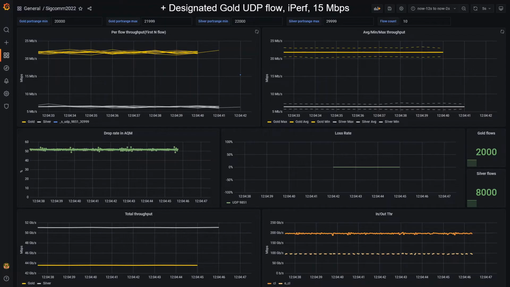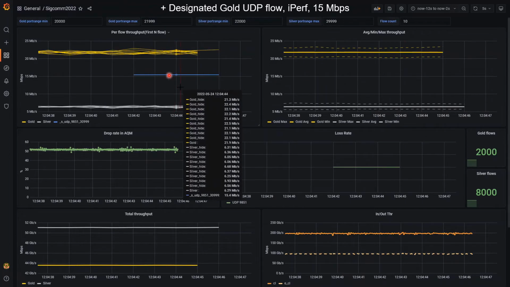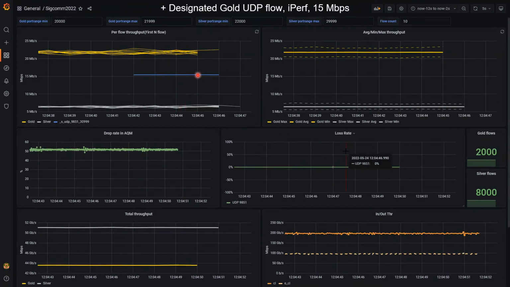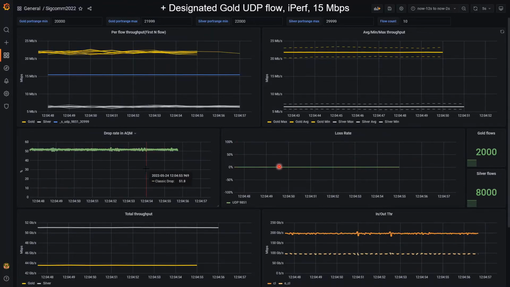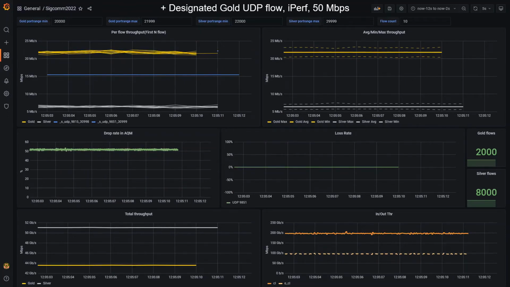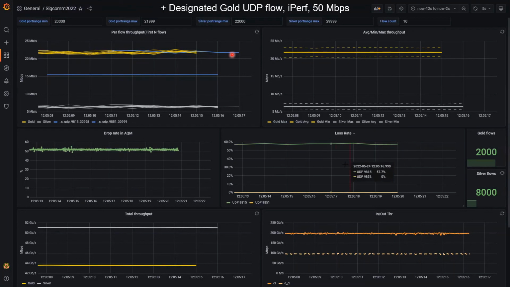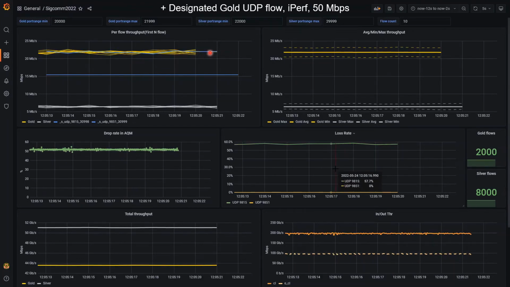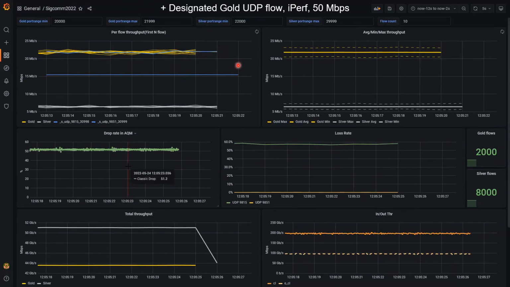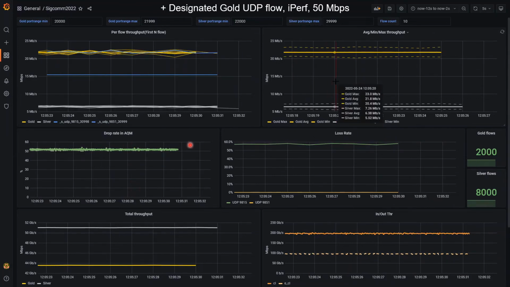Now we start a gold UDP flow with 50 megabits per second. Because its throughput is well below its fair share, there is no loss, even though the system's drop rate is around 51%. What happens if we start a gold UDP flow with higher throughput than its fair share, let's say 50 megabits per second? Its loss rate is around 58%, higher than the AQM drop rate.